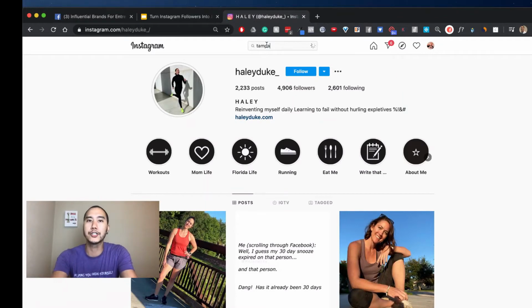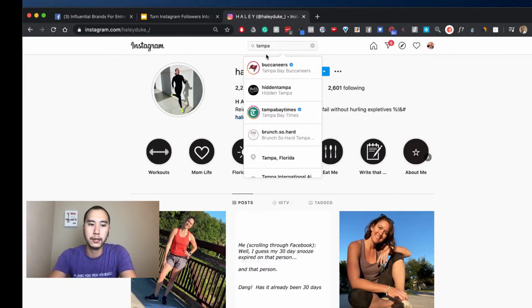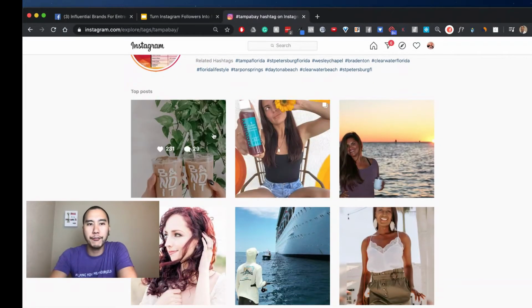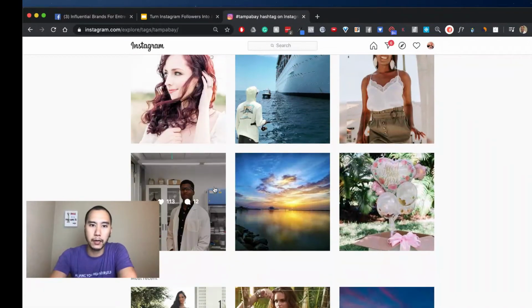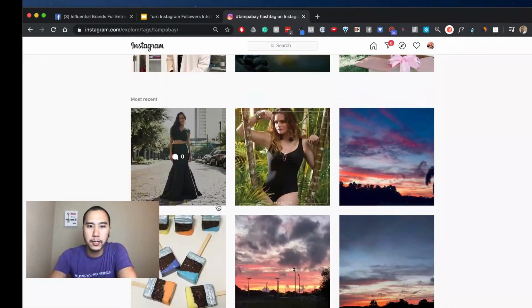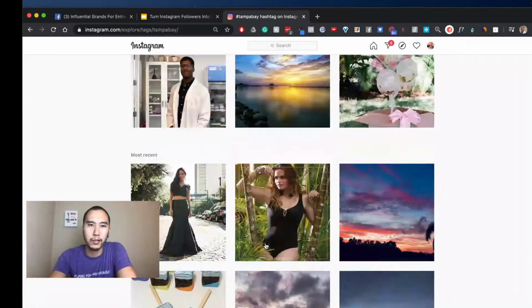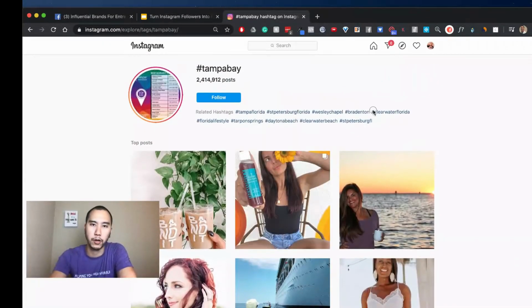Because sometimes just doing Tampa, let's do this, hashtag Tampa Bay, right? It's just gonna be a little bit harder. It's just anything and everything Tampa Bay. I can't tell who are runners. It's just hard, right? So it's like, okay, cool. I don't really know. It's just gonna be a little bit harder.